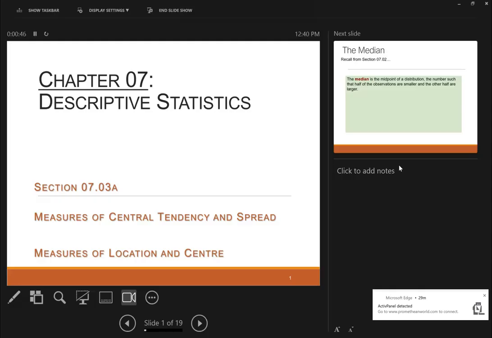Section 7.3, I've divided into 2 chunks. We're going to do the center measurements today, so mean, median, mode. And then we'll do the dispersion or spread second, so ranges and quartiles and standard deviations. We'll do that next time.